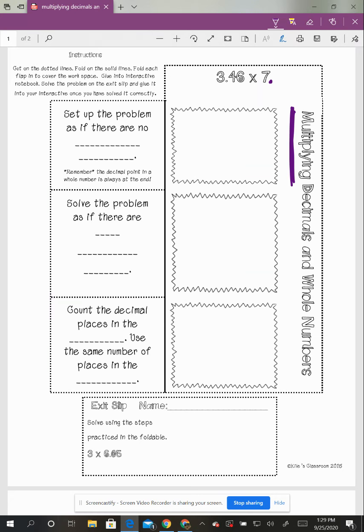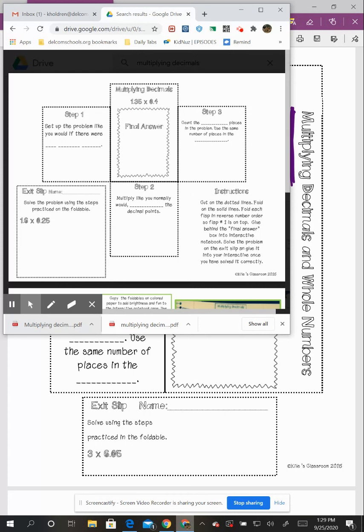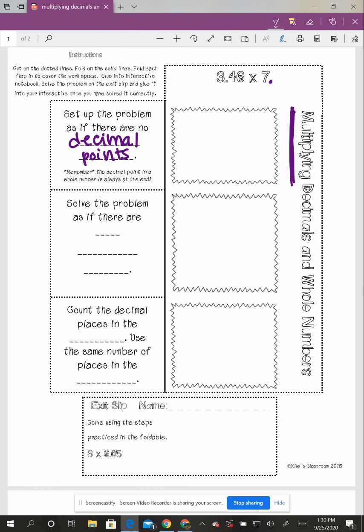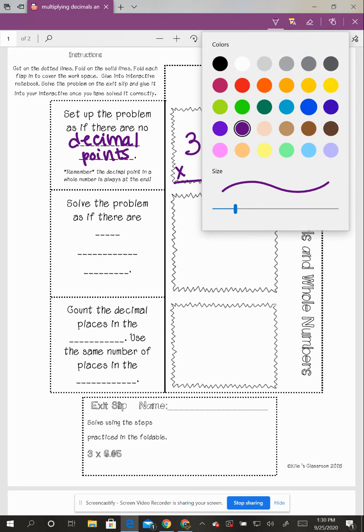The first step we need to do is just set up the problem as if there are no decimal points. So if I'm going to write this problem out, it's going to look like this. 3.46 times 7. Because what I've done is I've lined these up by the digit going all the way to the right, just like we would if this were the number 346 times 7. I'm just pretending like the decimal point doesn't exist at all.